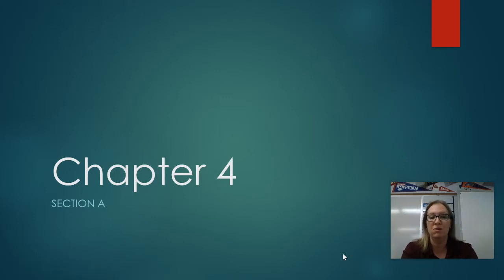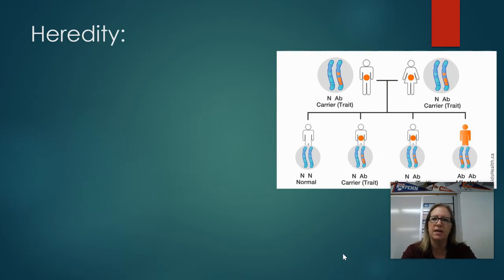We get to talk all about genetics and heredity in this chapter. Last chapter we talked about DNA and genes. Now we're going to talk about how they actually pass this information on to offspring. So we're going to cover section A today and talk a lot about this concept of heredity.